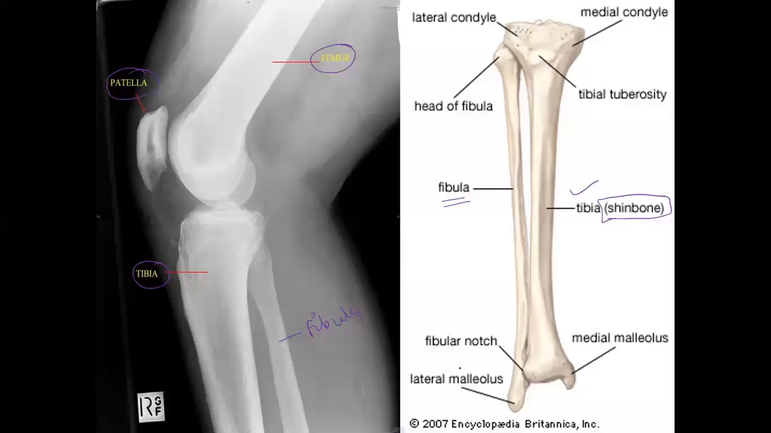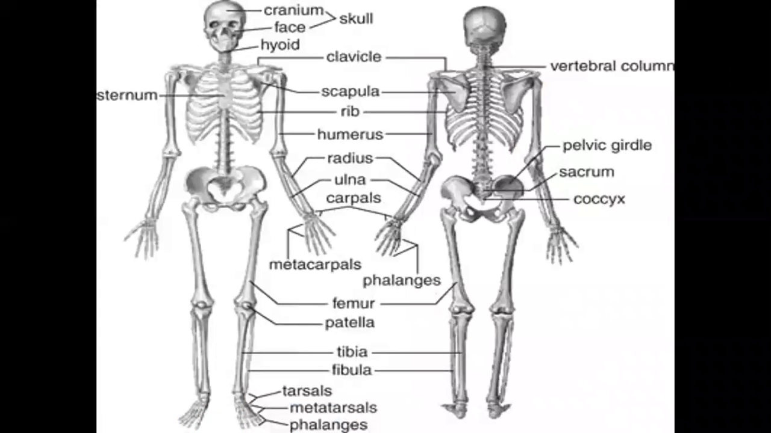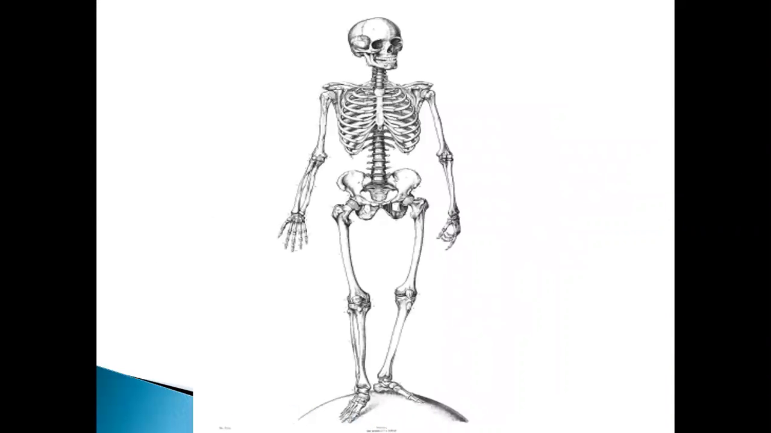Then we have the fibula, fibular notch, lateral malleolus, medial malleolus, lateral condyle, medial condyle, and tuberosity, head of fibula. Like this you can remember. So this is the entire human skeleton having 206 bones, and these 206 bones make us special. Because of these bones we are able to stand erect and walk. So this is all about the human skeleton.